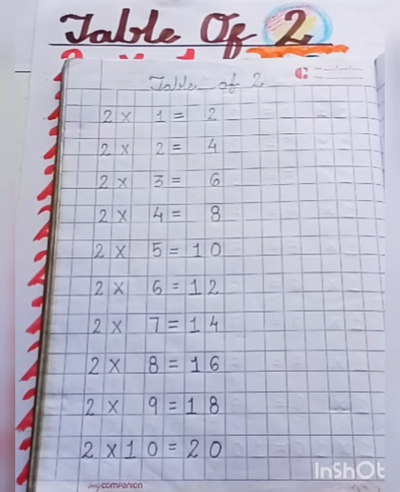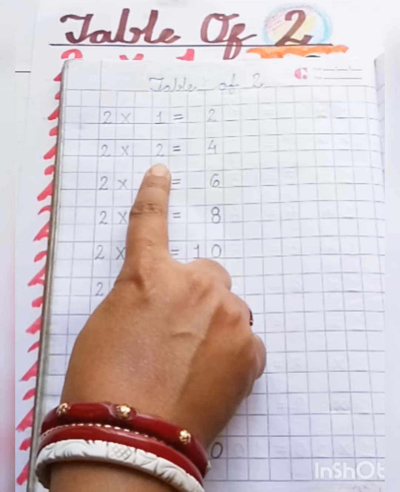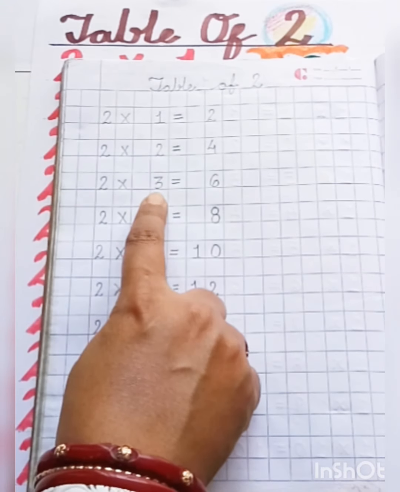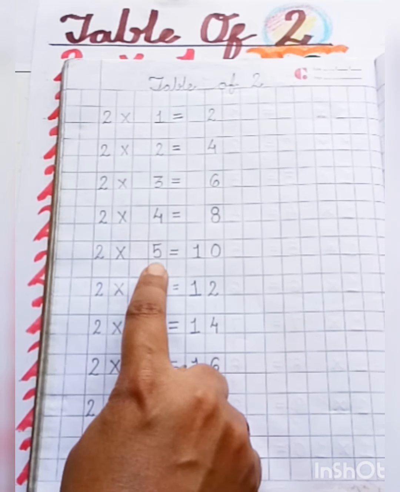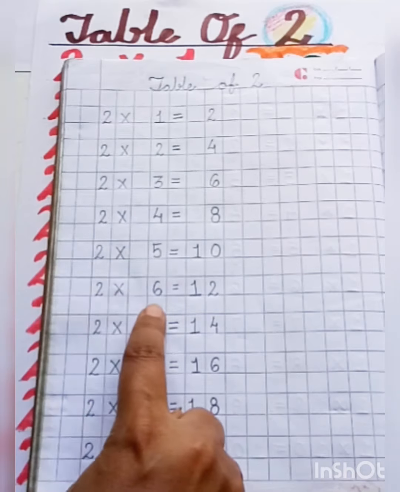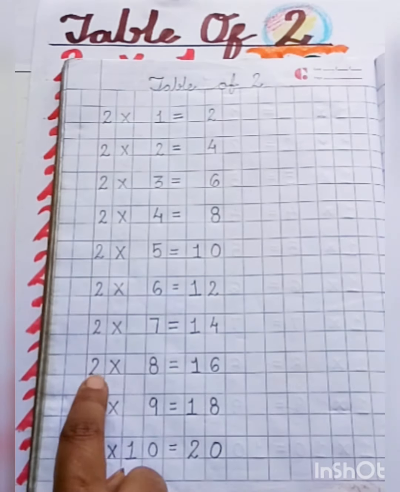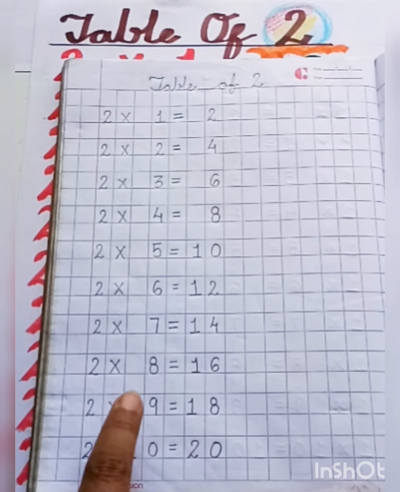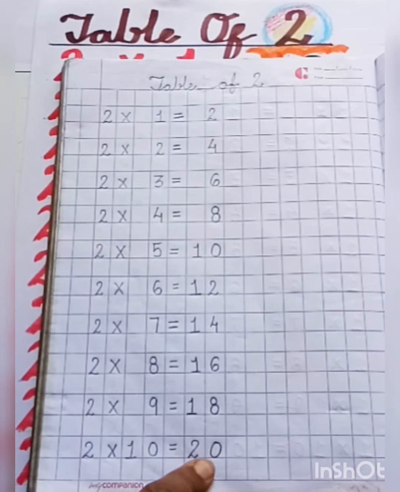Children, isn't it very difficult to add repeatedly? It's better to learn the table. Children, let's learn table of 2 together. 2 ones are 2, 2 twos are 4, 2 threes are 6, 2 fours are 8, 2 fives are 10, 2 sixes are 12, 2 sevens are 14, 2 eights are 16, 2 nines are 18, 2 tens are 20.